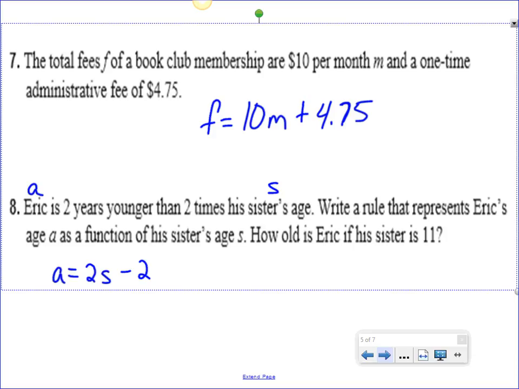Next one says, how old is Eric if his sister is 11? So if we want to figure out how old Eric is, we simply plug in 11 for the S, which represents his sister's age. So that would be 22 minus 2. So Eric must be 20 years old.